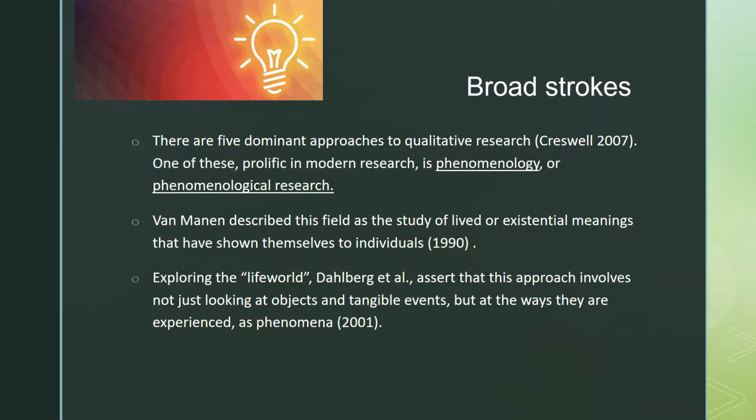So there's 5 dominant approaches to qualitative research. As Creswell points out, one of these, prolific in modern research, is phenomenology, or phenomenological research. And Van Manen described this field as the study of lived or existential meanings that have shown themselves to individuals. The goal is to describe a lived experience, or phenomena.